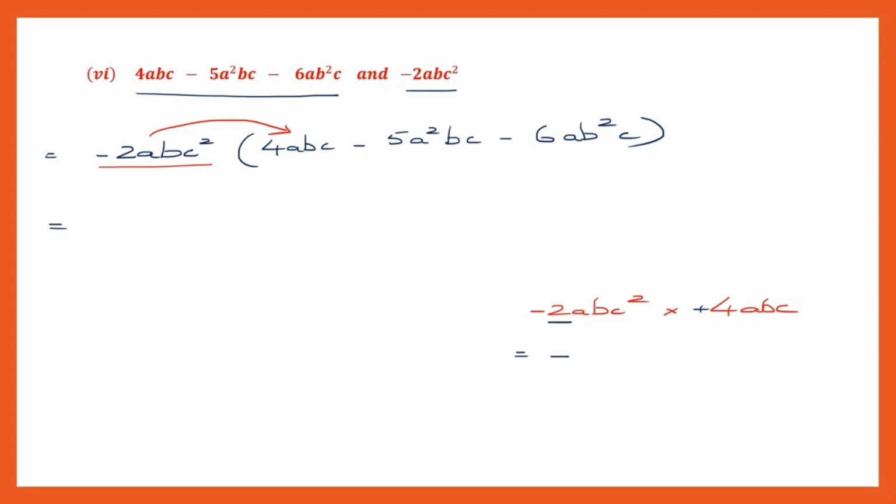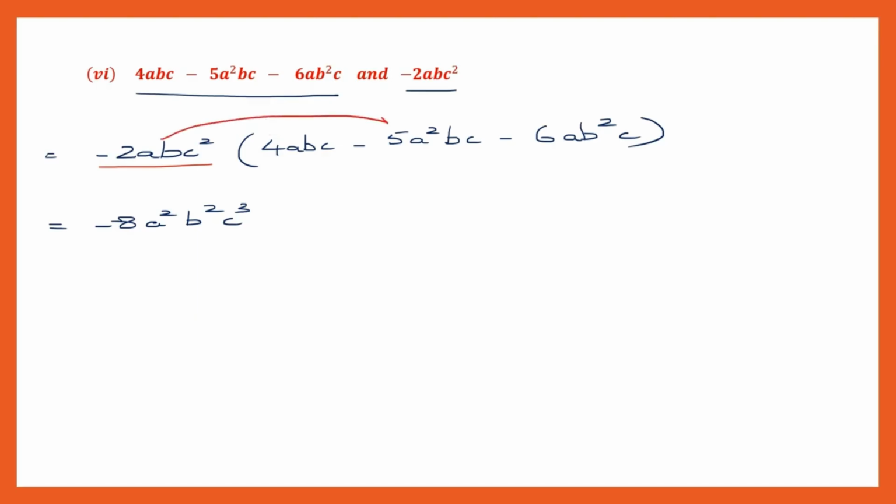Now multiply the numbers. 2 4s are 8. Then the letters a, 1 here and 1 here. So a to the power of 2. We have b and b, 1 each. So that will be b to the power of 2. C is c square here and c to the power of 1. So that is c to the power of 3. So what do we have? Minus 8 a square, b square and c cubed. So now we multiply with the second term.